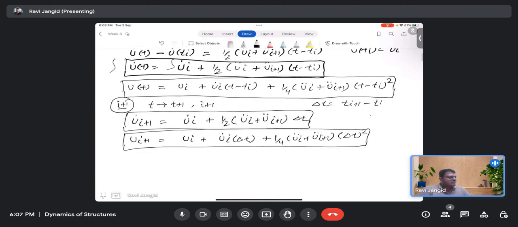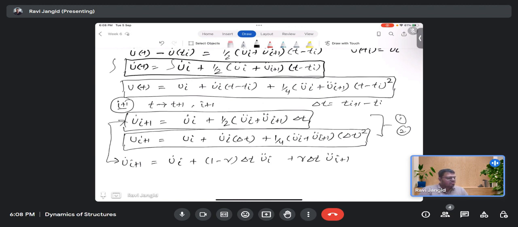So these are the two final equations from 1 and 2. And from the Newmark's beta-gamma method, I have the equation for u dot i+1 as u dot i plus (1 minus gamma) delta t u double dot i plus gamma delta t into u double dot i+1. So in this I can compare the first equation. If I compare this equation to this equation, I will get my gamma as 1 by 2.